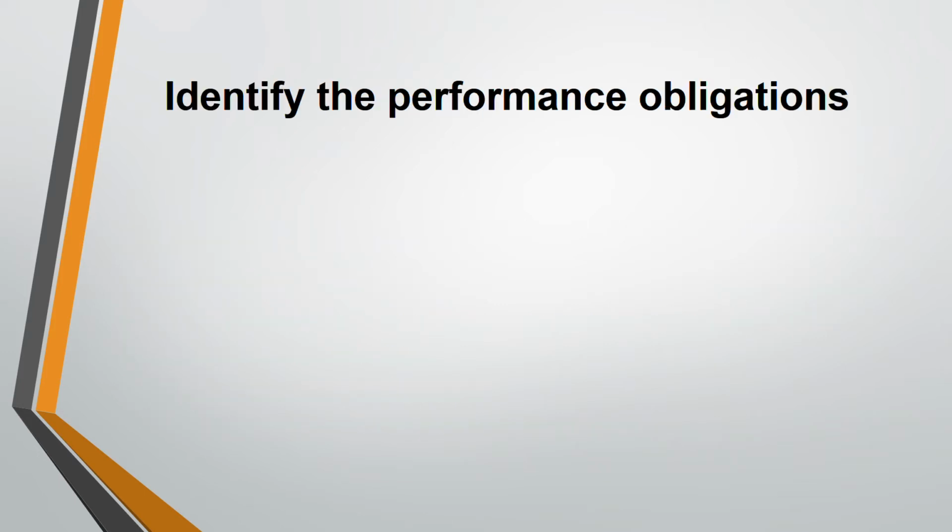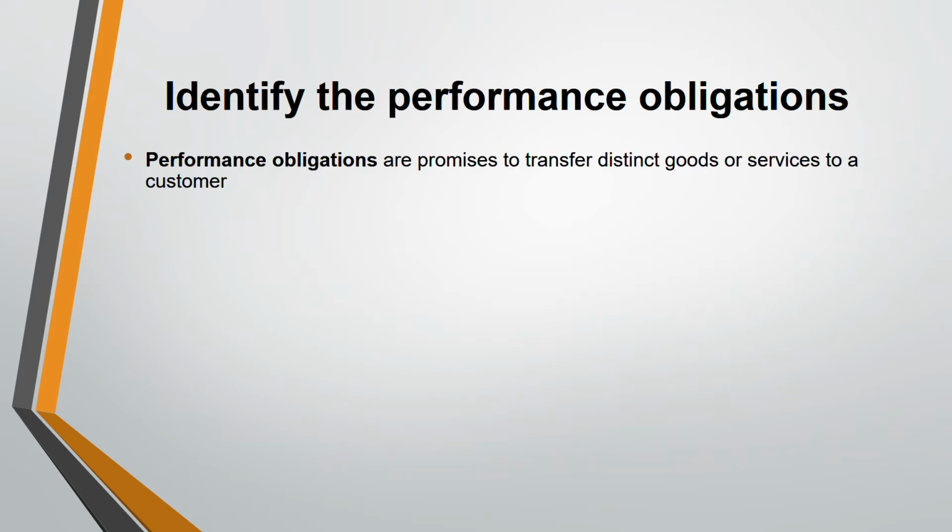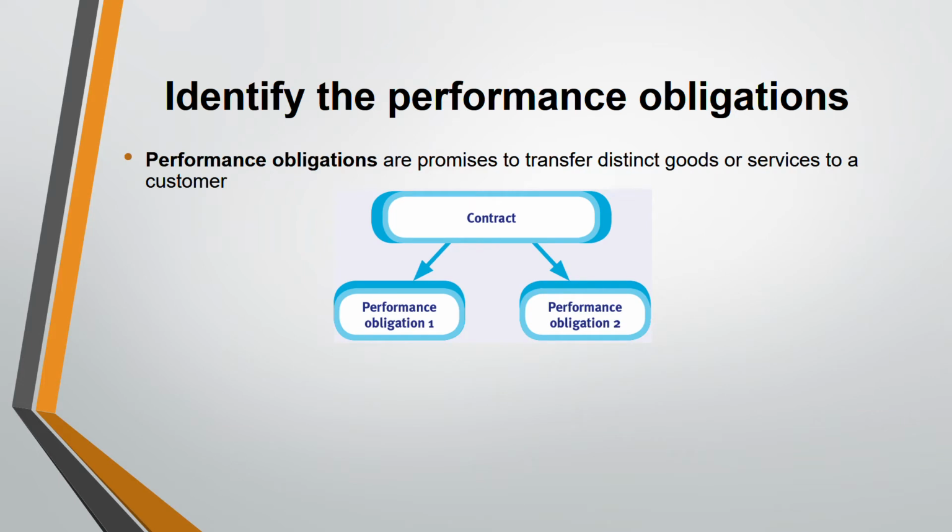Second, identify the performance obligation, the second step in your revenue recognition model. Performance obligations are distinct goods or services that you promise you're going to supply to the customer. So performance obligation 1, performance obligation 2. Yes, a contract might have different performance obligations. One example is IT.